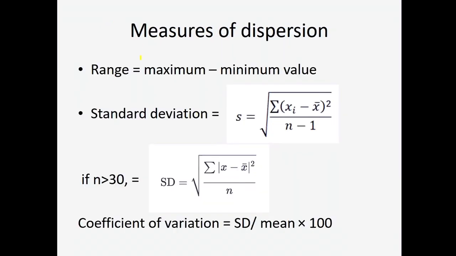Here are the measures of dispersion. That is range, which is given by maximum minus minimum value, and standard deviation, which is given by the formula root of sigma (x minus x bar) the whole squared divided by n minus 1, in case of samples less than 30, that is when n is less than 30. When n is greater than 30, standard deviation is equal to root of sigma (x minus x bar) the whole squared divided by n. Then the coefficient of variation is given by the formula standard deviation divided by mean into 100.